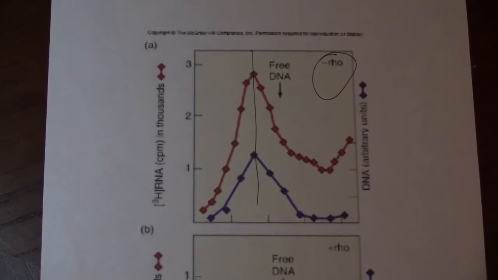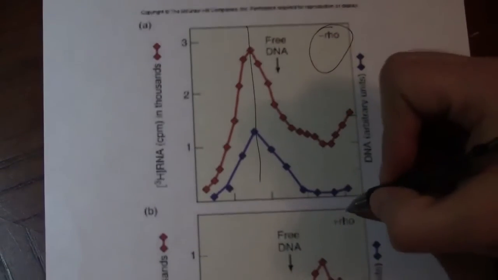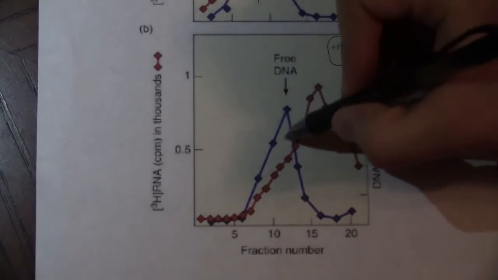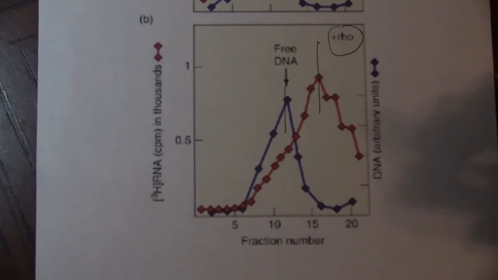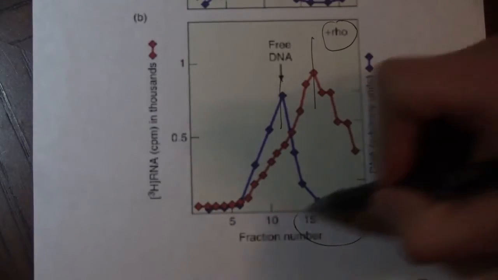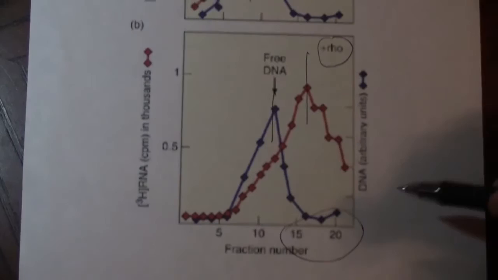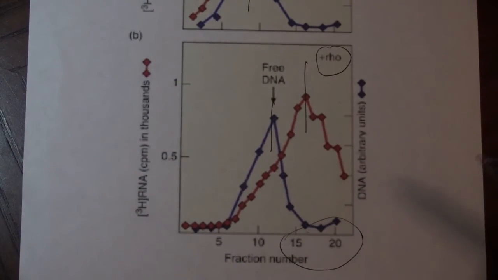Next, after the same procedure, except with transcription occurring in the presence of Rho, we have different results. Here the peaks of RNA and DNA are not found in the same fractions. RNA sedimented into fractions corresponding to smaller RNA fragments, while the DNA appeared to sediment where we would expect free DNA to sediment. From this, what can we conclude from the figure?